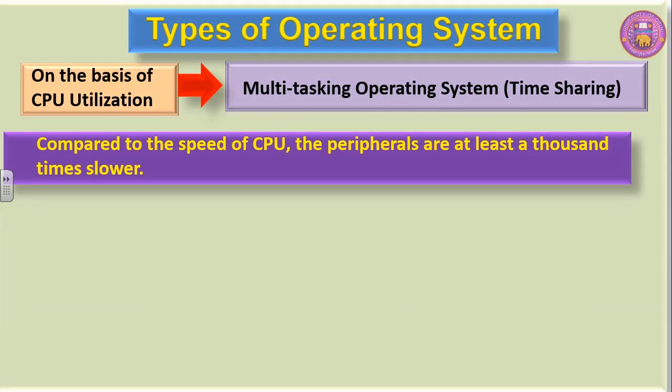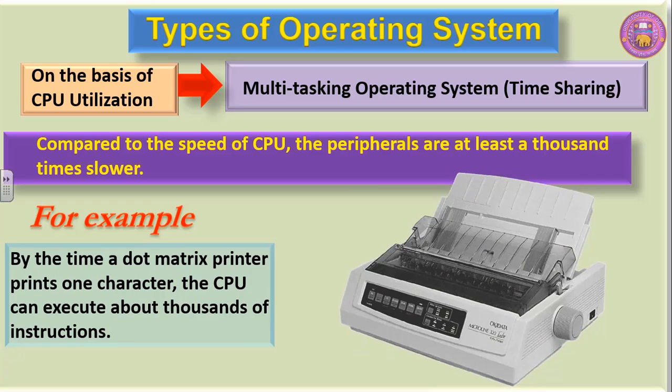Compared to the speed of CPU, the peripherals are at least 1,000 times slower. When we talk about peripherals, it means all those components which are attached to the computer. For example, printer, scanner, keyboard, mouse, etc. These are all termed as peripherals. So compared to the speed of CPU, the peripherals are at least 1,000 times slower. For example, by the time a dot matrix printer prints one character, the CPU can execute about thousands of instructions.